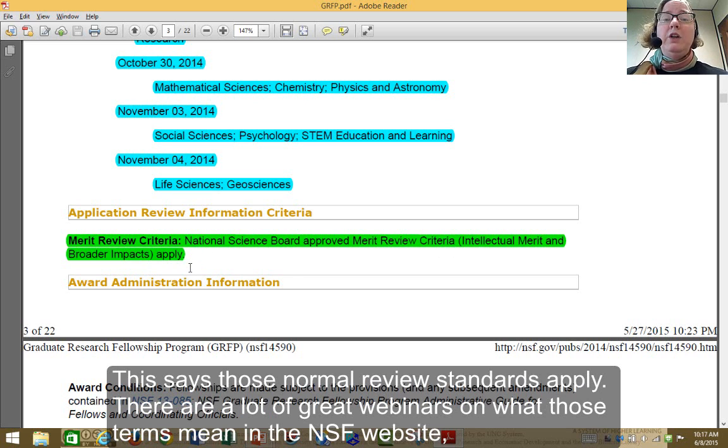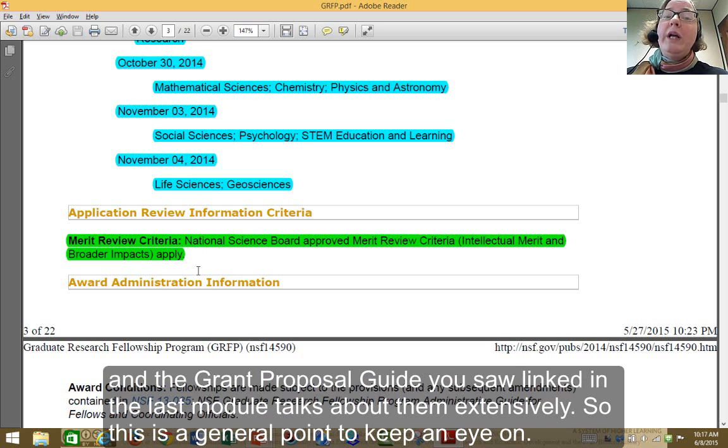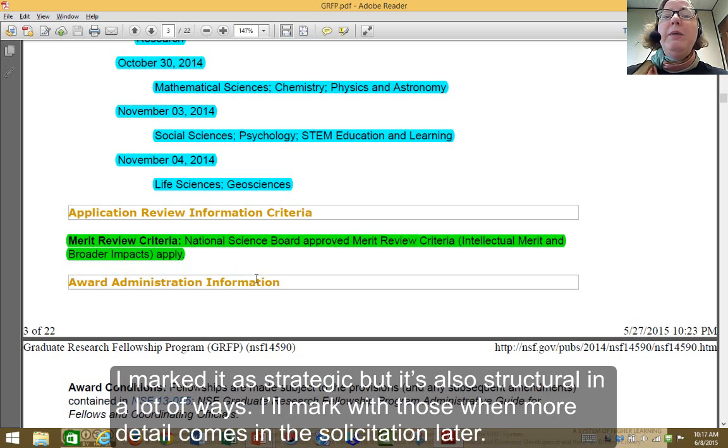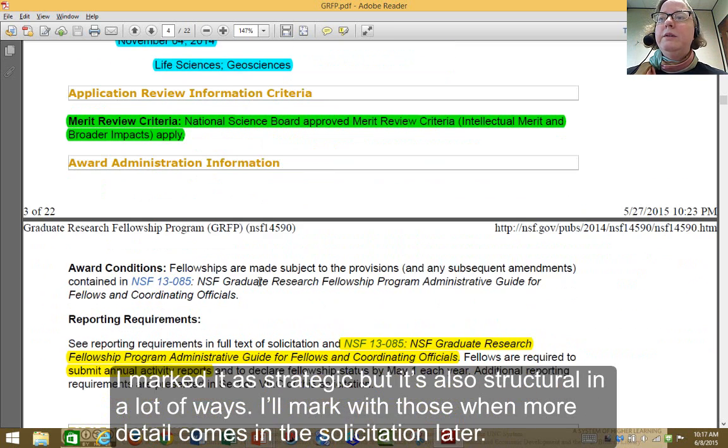There are a lot of great webinars on what those terms mean on the NSF website, and the grant proposal guide that you saw linked in the last module talks about them extensively. So this is a general point to keep an eye on. I marked it as strategic, but it's also structural in a lot of ways. I'll mark with those when more detail comes in the solicitation later.